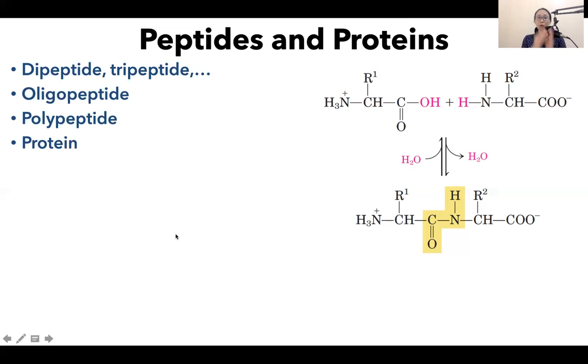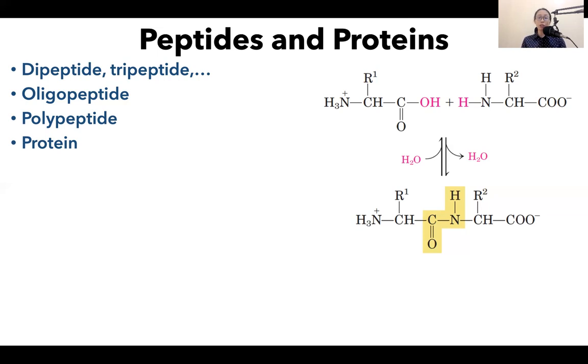Now, as you form this chain of amino acids, you can form what we call a dipeptide. And when we say dipeptide, it means it's made up of two amino acids. So there is one peptide bond. If we say tripeptide, it's made up of three amino acids. Therefore, you find two peptide bonds, and so on.